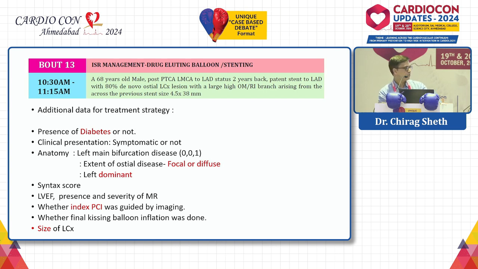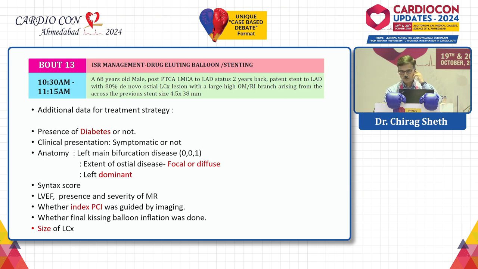Typically it's a complex left main bifurcation, 0,0,1. We should know the extent of ostial disease, whether it is focal or diffuse, and whether the circulation is left dominant or right dominant. SYNTAX score assessment can help us in finding out the right strategy, apart from LV ejection fraction, severity of MR, whether the index PCI was image guided or not, whether final kissing balloon dilatation was done or not, and what the size of the circumflex artery is.